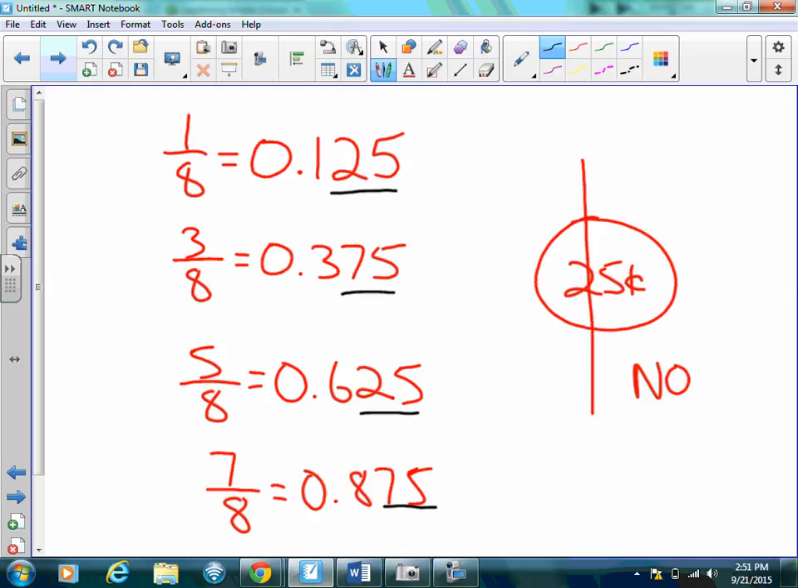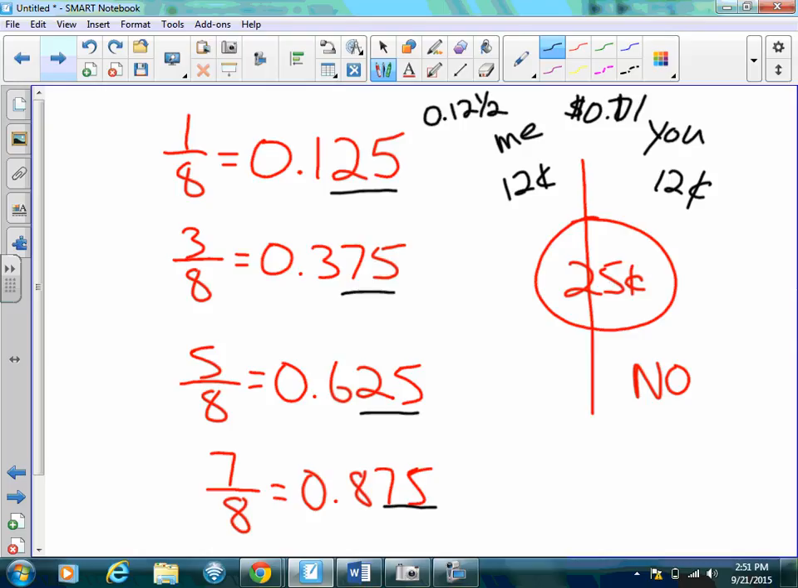Okay? Now think about this quarter. If I was to split it in half, one for me and one for you, can we do that? No, because 12 cents and 12 cents is 24. Well, who gets the other penny? Me? I don't think that would be fair. So that's why sometimes we write this 12.5.